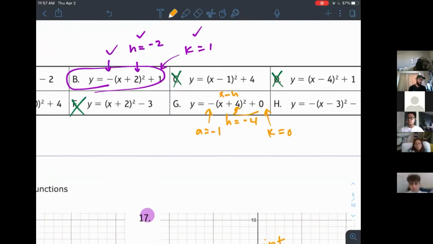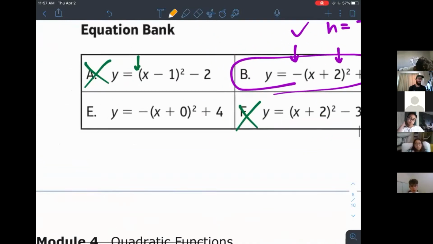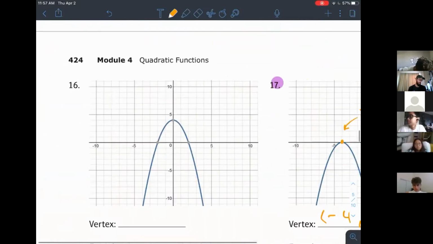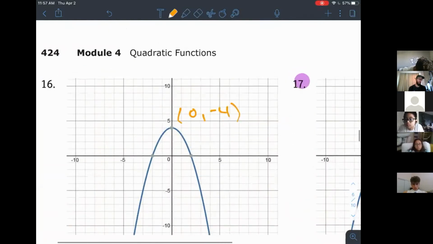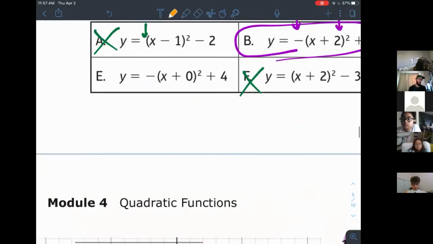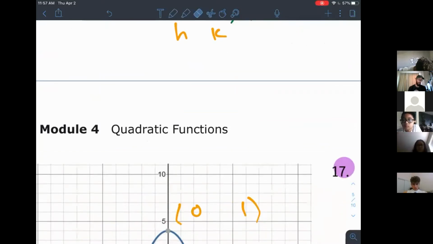The reason why this one was tricky is because E looked a lot like it, but E would actually be this one. We have a vertex at 0, 4. That would be our y-intercept. So that would be our H of 0 and our K of +4. I think I wrote -4. It's +4.